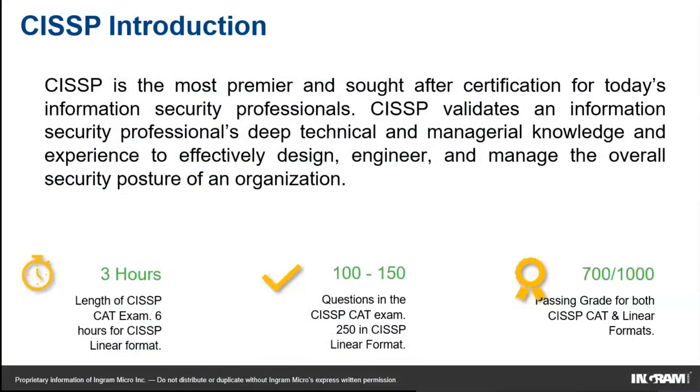Introduction of CISSP: this is going to be a 3-hour exam. Initially, it was a 6-hour exam, and now it has come down to 3 hours. Initially, it was a written exam, and it is not that now; it is a computer-based exam. Usually, it's around 100 to 150 questions, and it is a linear format. The passing grade is 700, and the exam progresses based on your answers. It becomes tougher or easier based on the results of your answers.